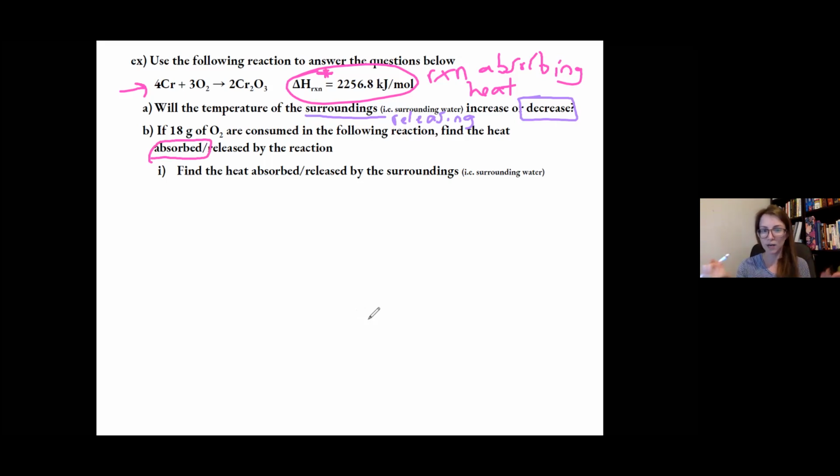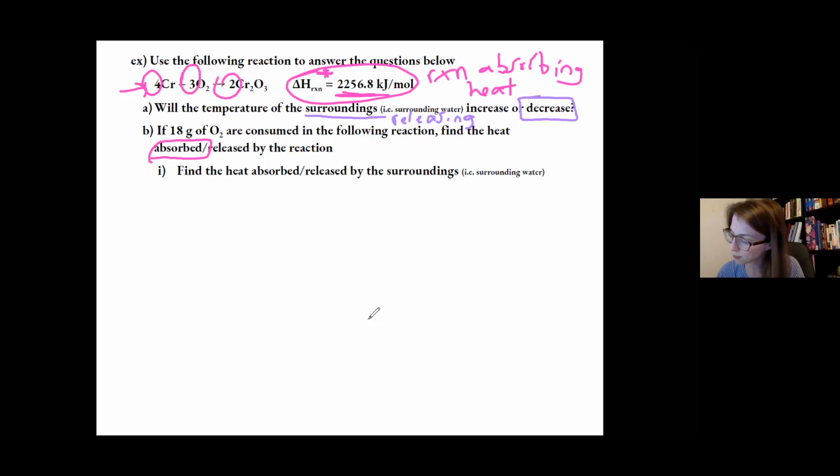And frankly, we already know that this reaction absorbs 2,256.8 kilojoules, but that's per mole reaction is the phrase. That's if we used 4 moles of chromium, or you could think about it as using 3 moles of oxygen, or as producing 2 moles of chromium oxide. So that 2,256, depending on if we're looking at it through the lens of chromium, oxygen, or chromium oxide, we're going to end up with a different number in what I call our proportion.